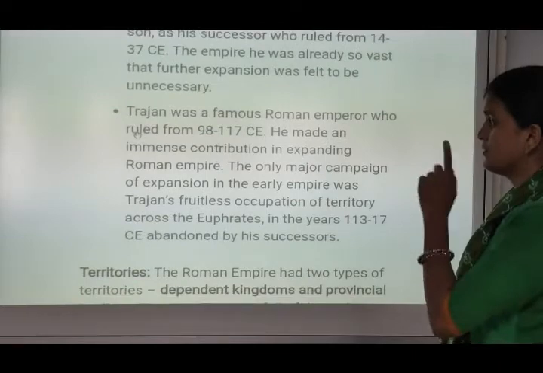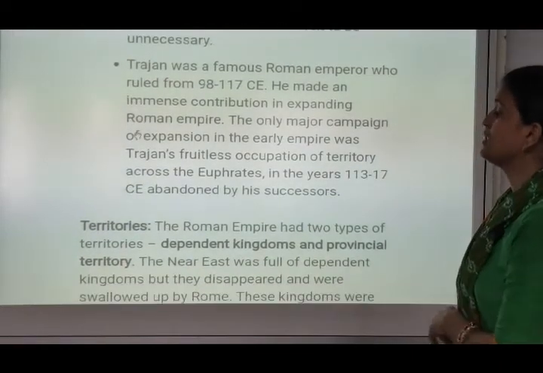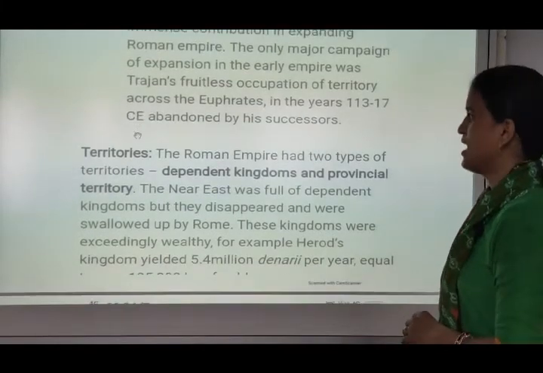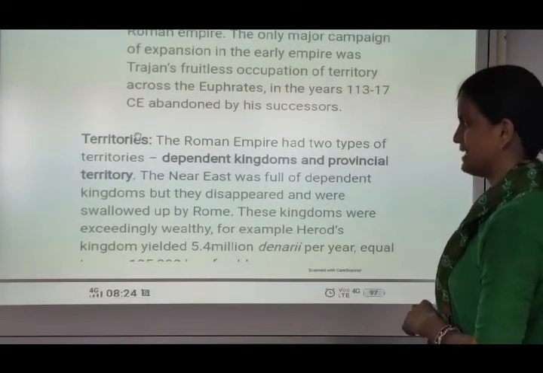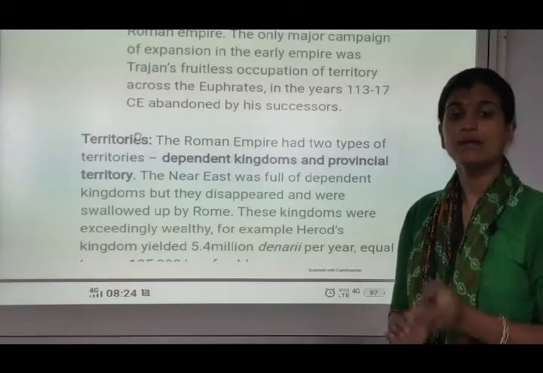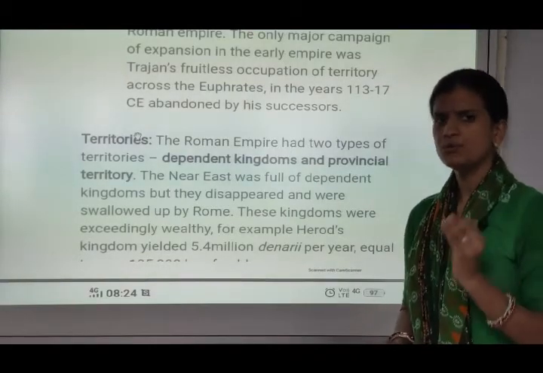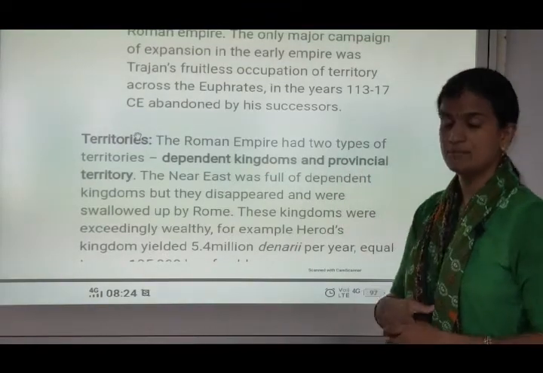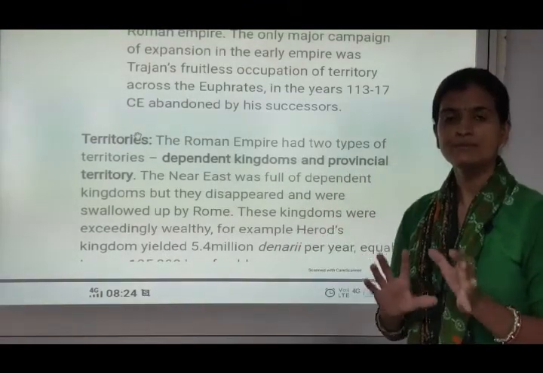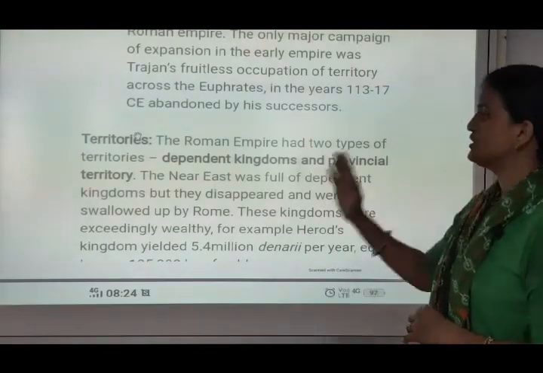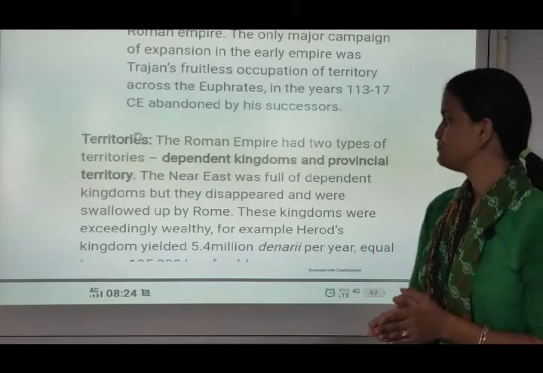So these were the rulers. Now we come to the territories. These were the rulers: Augustus, Tiberius, Trajan. Now we are talking about the territories. The early Roman Empire had two types of territories. First was dependent kingdoms and second were provincial territories. Dependent kingdoms means they were dependent on some other power, okay, and provincial territories means they were directly ruled.